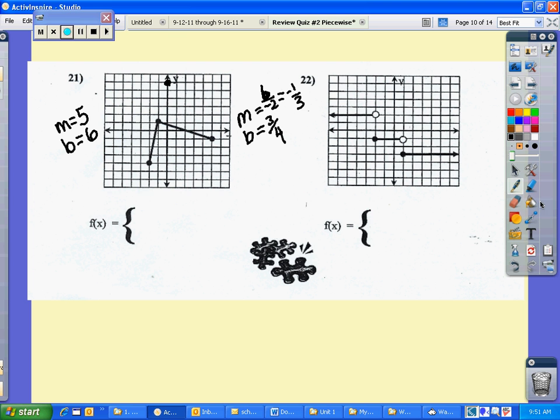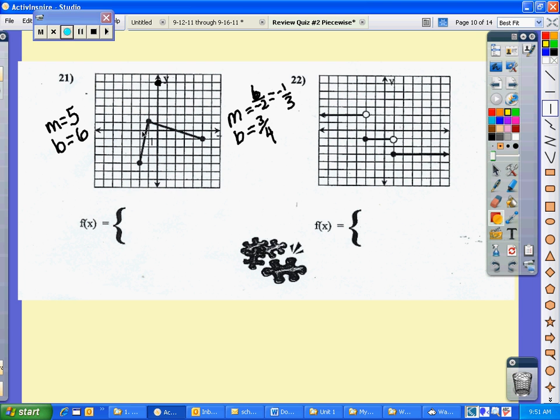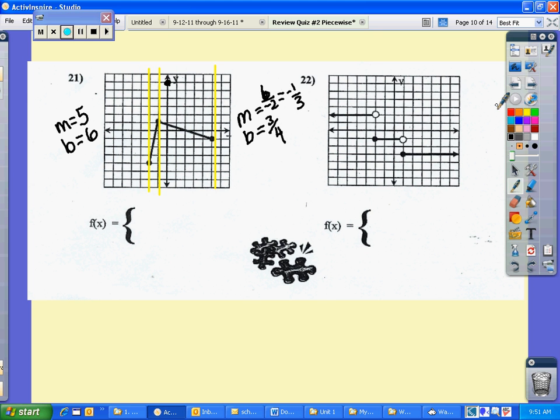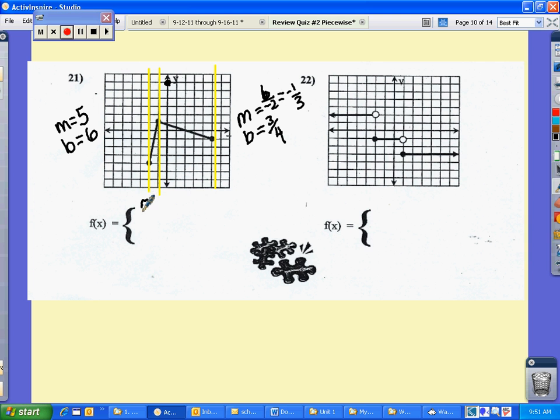So now I need to do my boundary lines and write my functions. So boundary lines, I have several of them. I have one here, I have one here, and I have one here. Notice that none of these go to infinity. So I'm going to have intervals for both pieces. So for my first piece, it's going to be 5x plus 6 if the x values are between -2 and -1. So I'm going to say -2 is less than or equal to x is less than or equal to -1. So that's my interval that this first piece is in, from here to here.